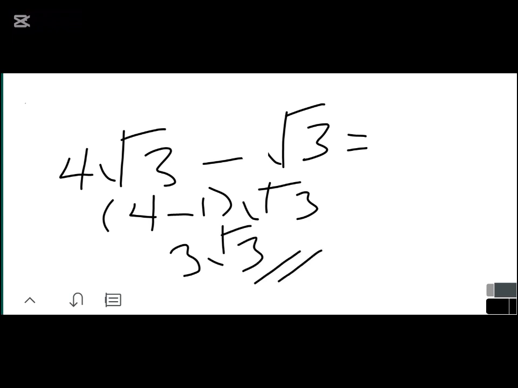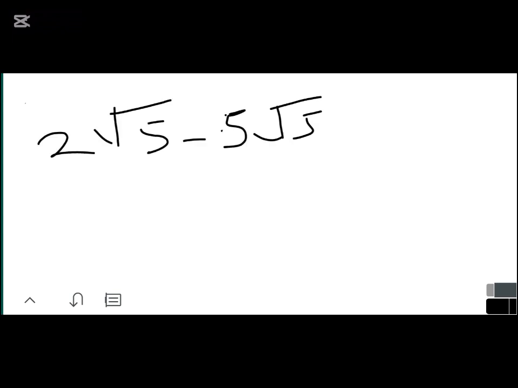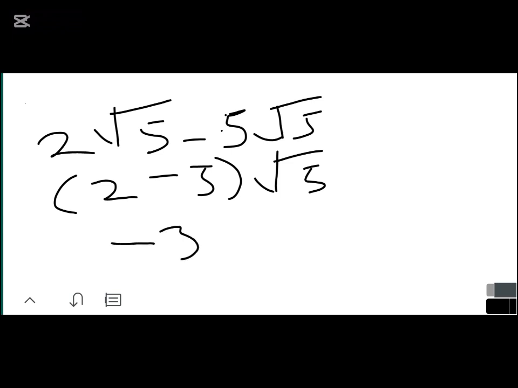Another example, 2 square root of 5 minus 5 square root of 5. We can also subtract this one because they are of the same form. So our bracket 2 minus 5, bracket close, square root of 5. So 2 minus 5 gives us negative 3. Then we bring our square root of 5. Then we are done.